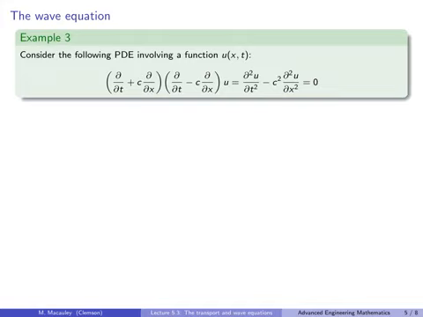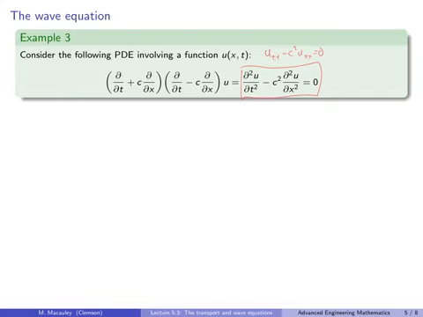Our third example has elements of the first two put together. So consider the following PDE involving a function u of x and t. So let me box this right here and write this as utt minus c squared uxx equals 0. So this is like the heat equation, but now we have two t's instead of one.